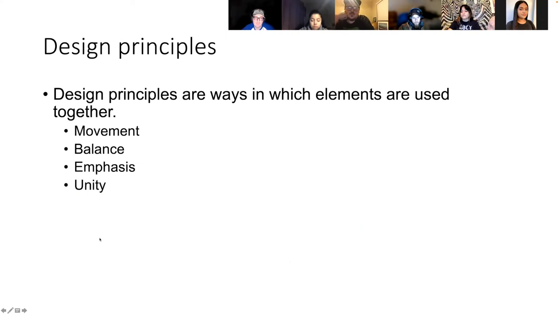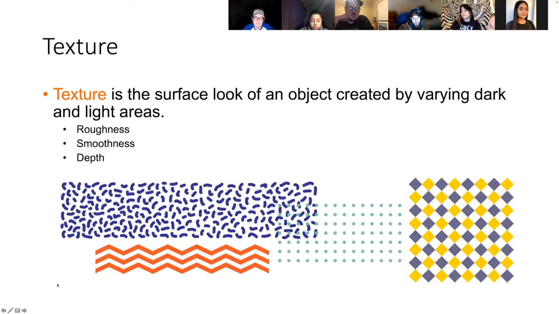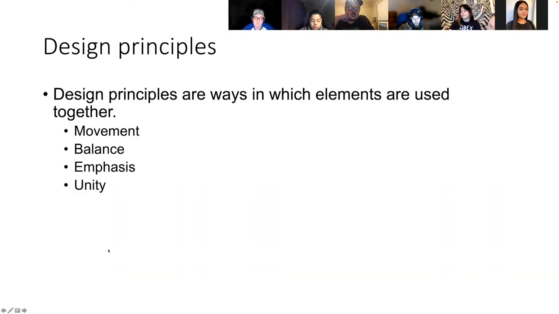Design principles. Design principles are a way in which elements are used together. So movement, balance, emphasis, and unity. Like I said, they have the elements, which are the blocks. Those are the actual things that you're going to be using. And then the principles are how you use those things.